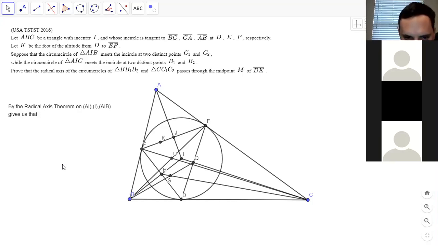Oh, so that point also lies on the radical axis. Yeah, if we could show S, U, and J are collinear, then we would have S, M prime and S, M, and J are also collinear. That would solve the problem.